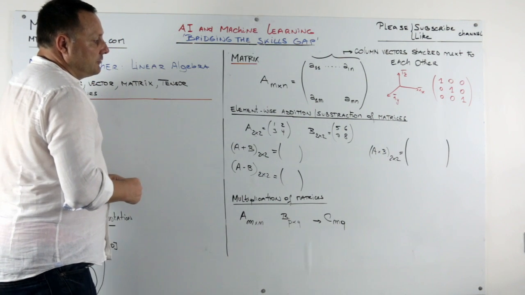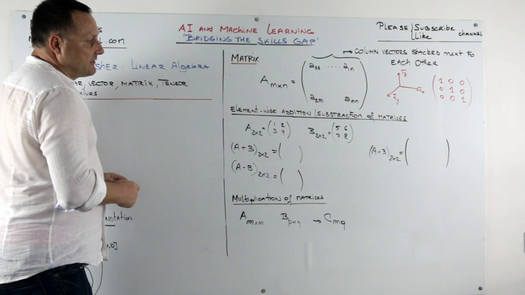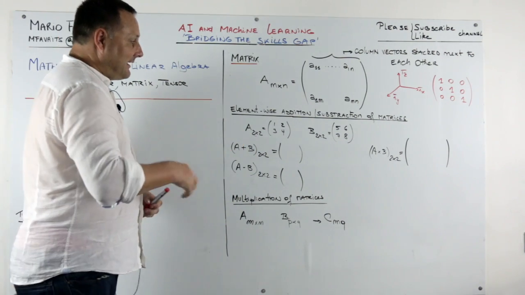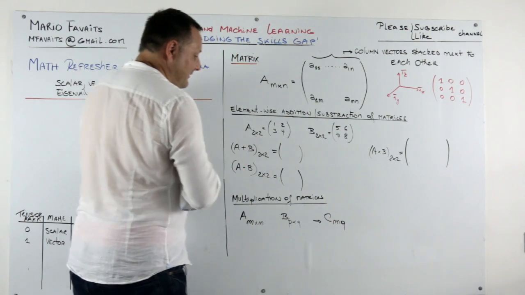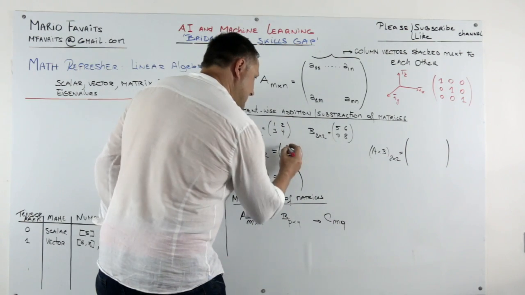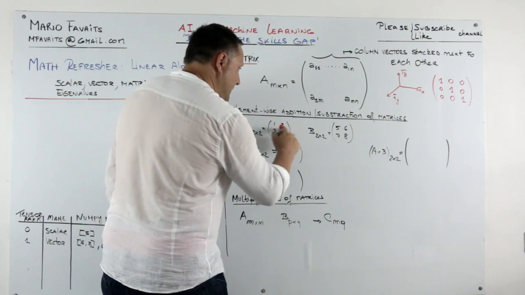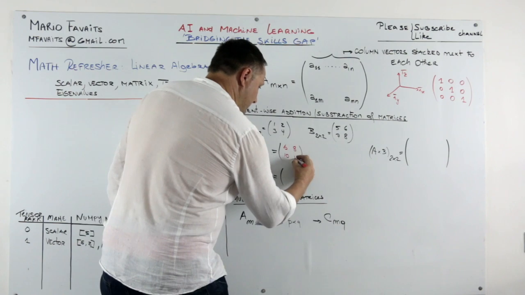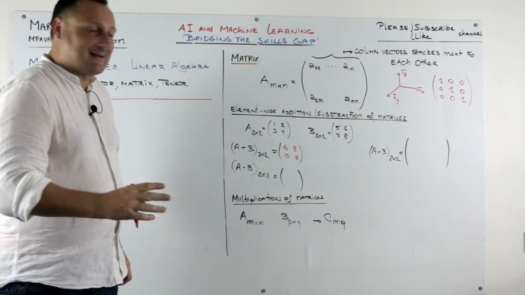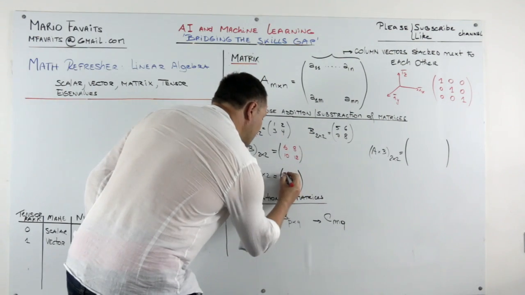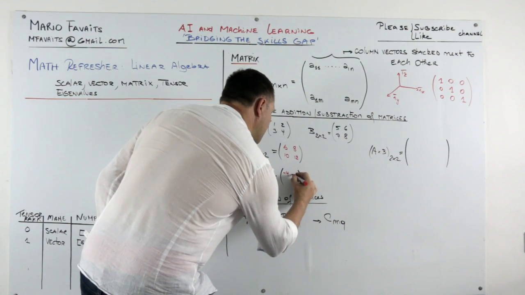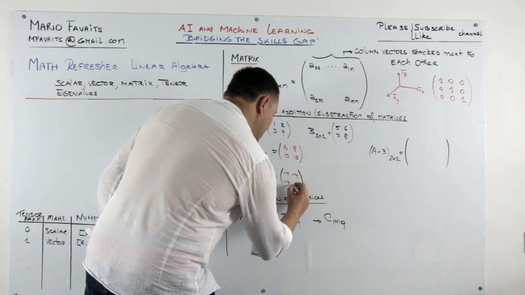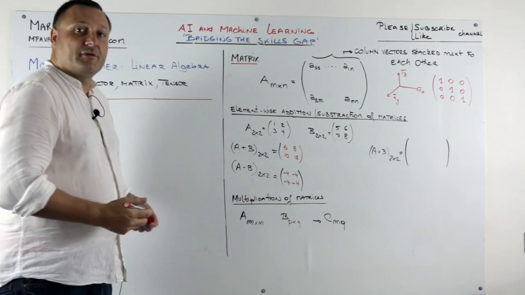Okay, how do we now do operations with matrices? Well, first we're going to take a look at element-wise addition and subtraction. And as it says, you just add the elements, very simple. So A plus B is 1 plus 5 is 6, 2 plus 6 is 8, 3 plus 7 is 10, and 4 plus 8 is 12. For subtraction we do exactly the same. 1 minus 5 is minus 4, 2 minus 6 is minus 4, 3 minus 7 is minus 4, and 4 minus 8 is also minus 4. So all very easy.